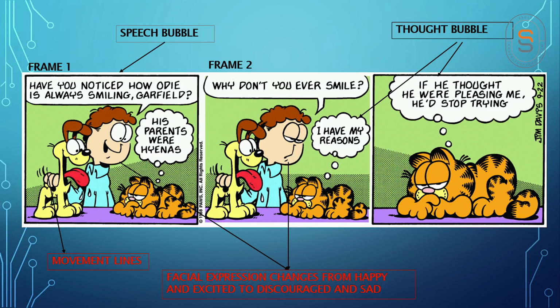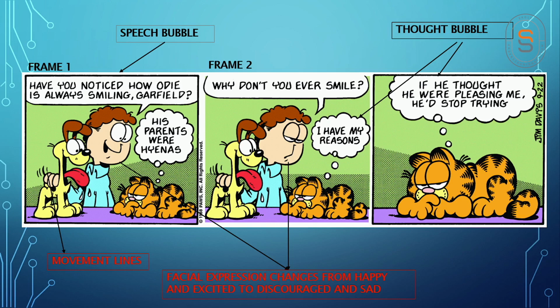Now, John is obviously speaking. You'll see that's a speech bubble where he says, have you noticed how Odie is always smiling, Garfield? Right? John is a human. He's able to speak. You will see that Garfield only has thought bubbles because he's an animal. He cannot really speak. All right. So there's a thought bubble. You see it looks different than a speech bubble.